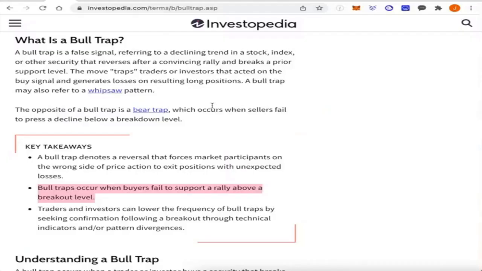What is a bull trap? Bull traps occur when buyers fail to support a rally above a breakout level. So that's the price I'm going to look at on the chart today. The breakout level, my GANN 50% level, and if the price can't remain above this level, then we could consider it a potential bull trap.